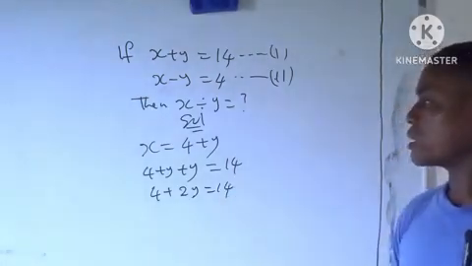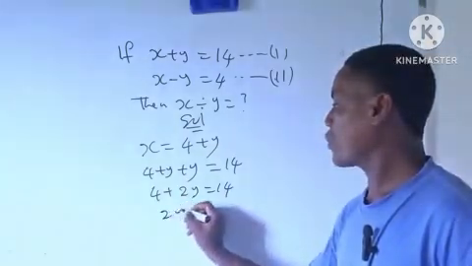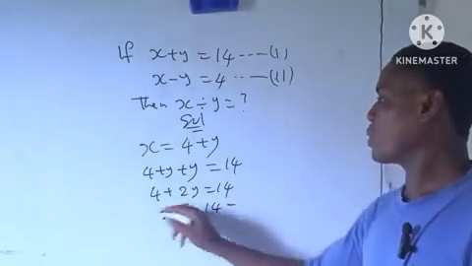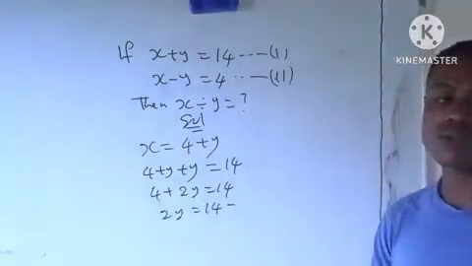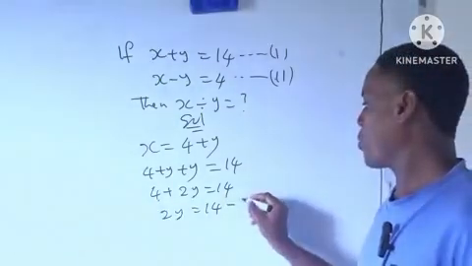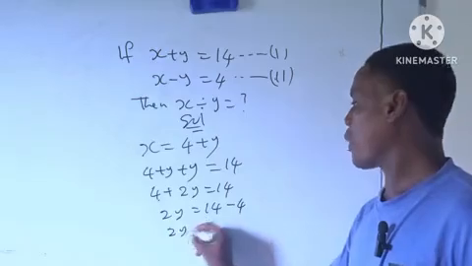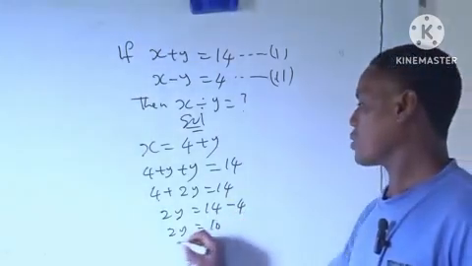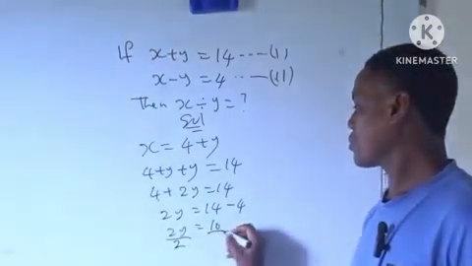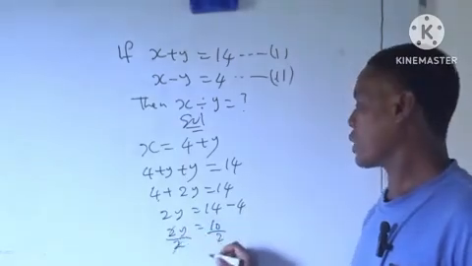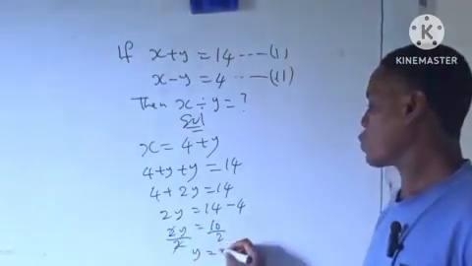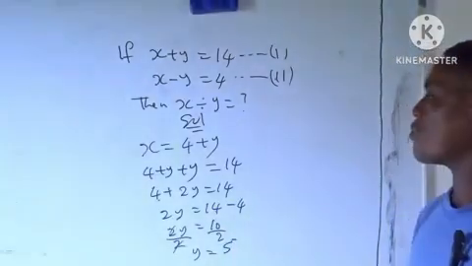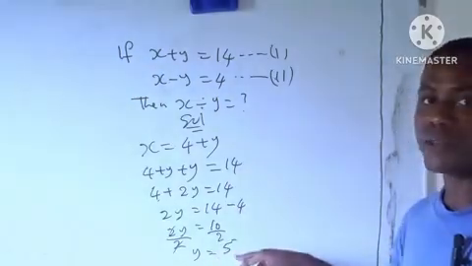Okay, so let's collect like terms. So we have 2y equals 14 minus, because this 4 will come to the right side, we change it to minus. So minus 4. So 2y equals 14 minus 4, which is 10. Divide both sides by 2. These 2 will cancel like this. Therefore, y equals 10 divided by 2, which is 5. So the value of y is 5.